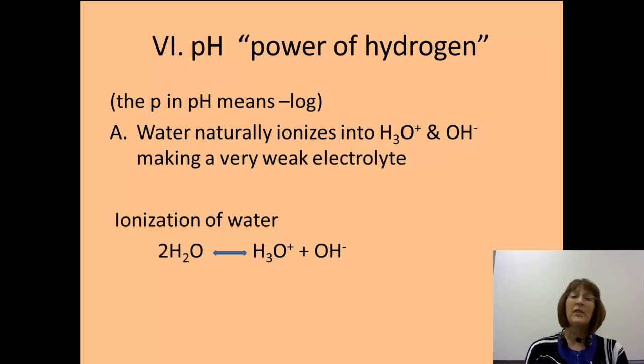Alright, so Roman numeral number 6, pH is the power of hydrogen. The P in the pH actually means the negative log. And specifically, you take the negative log of the hydrogen ion concentration.